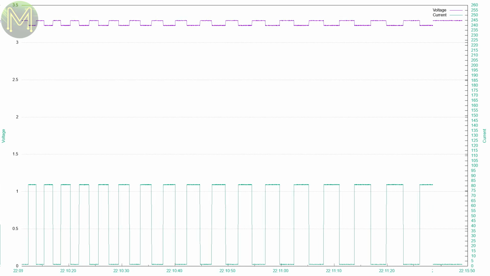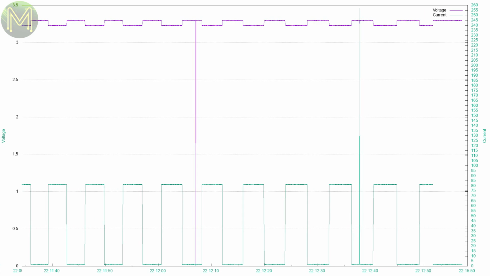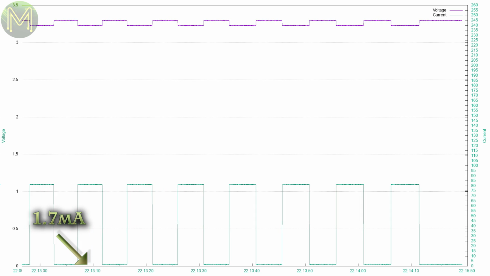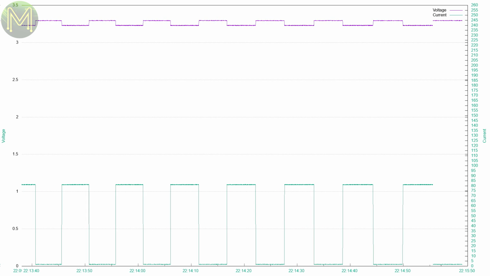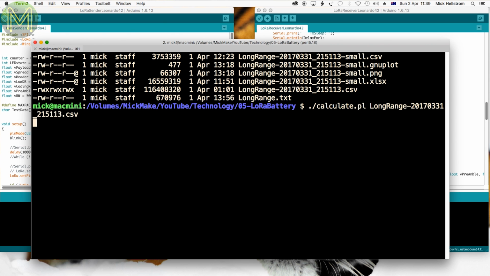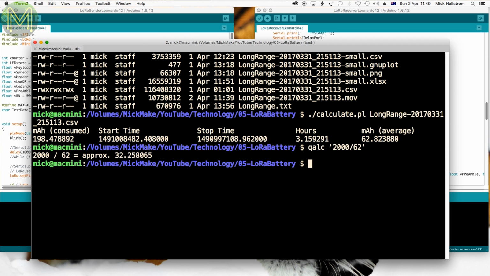So what results did I see? Well, first of all, everything was in spec. The LoRa module was being supplied with enough current. Apart from the unusual spike in both, current draw sat at around 1.7 milliamps while idle and a little over 80 milliamps during transmit. Nice. During the 3-hour test run, it consumed a total of almost 200 milliamps, which equates to 62 milliamp hour average consumption. This means if you have a 2000 milliamp hour battery, it'll last around 32 hours, being hammered the whole time.